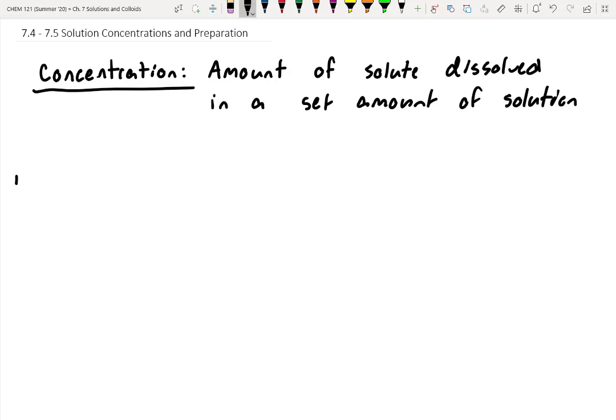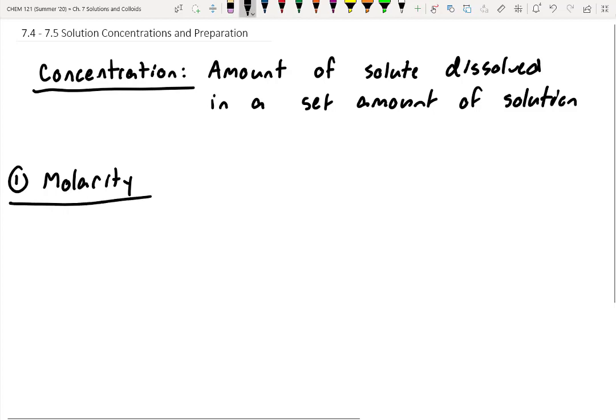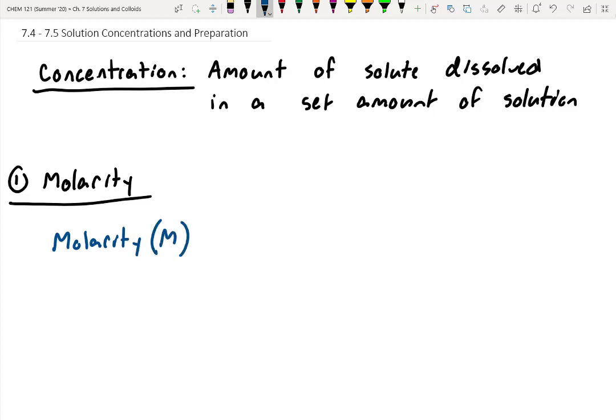So method number one tends to be the most common with chemists, and this is molarity. And molarity is pretty common, at least within my field, which is organic chemistry. And molarity has the symbol capital M. That's why capitalization matters a lot. So capital M is usually molarity. Lowercase m is often mass, so we want to make sure we don't confuse people.